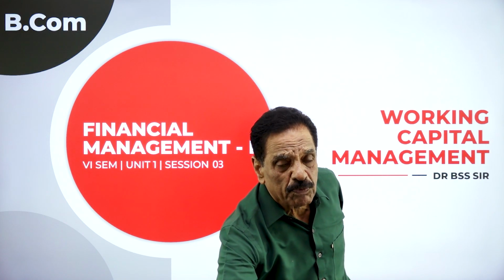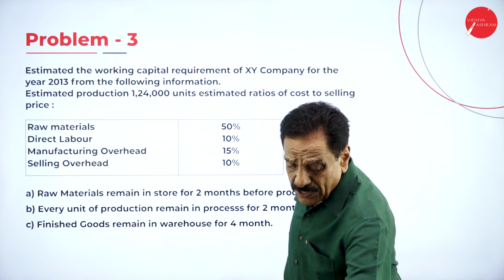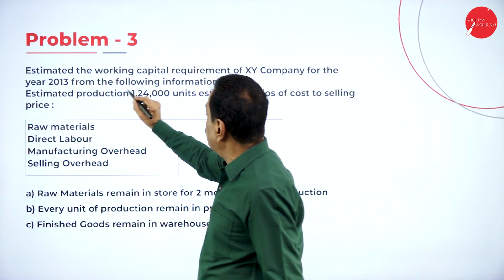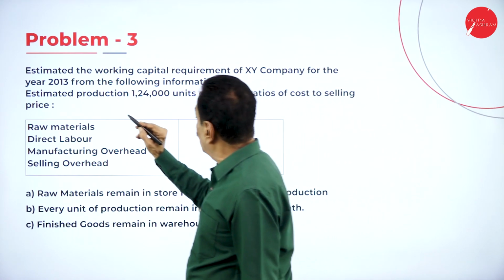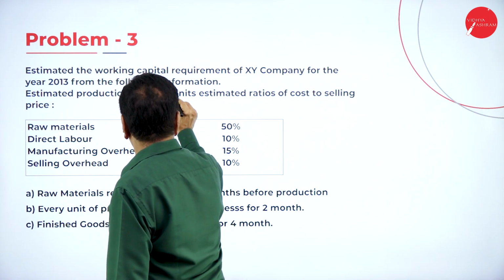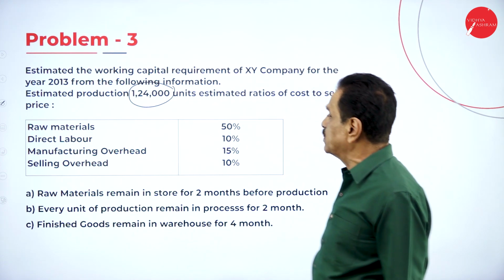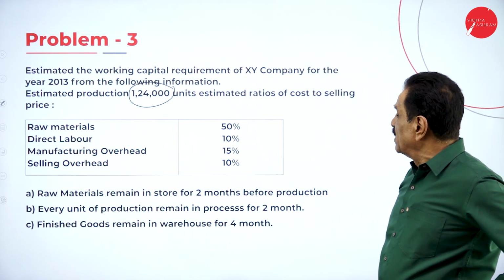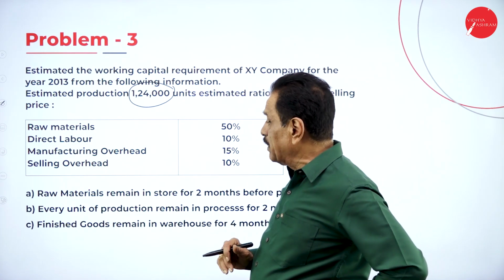So we'll move on to the problem now. This is the statement they have given. Estimate the working capital requirement of XY company for the year 2013. The estimated production is 1,24,000 units. Here they have not given the actual price; the ratio of cost to the selling price is given.